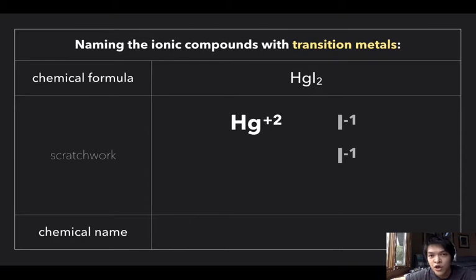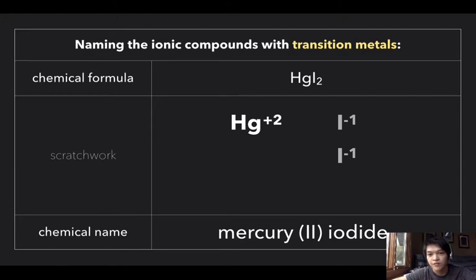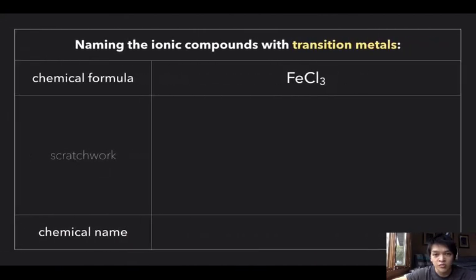So now that we know the charge of the transition metal, we can actually write the name accurately. This is mercury, but since it's a transition metal, we have to write down the charge. This is mercury 2 iodide. Okay, mercury 2 iodide. Let's go ahead and take a look at another practice problem.